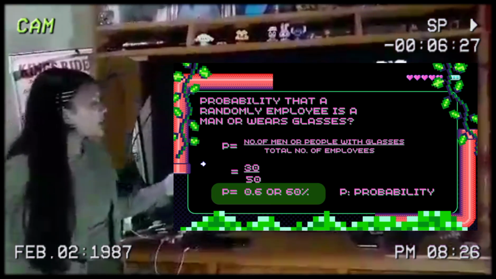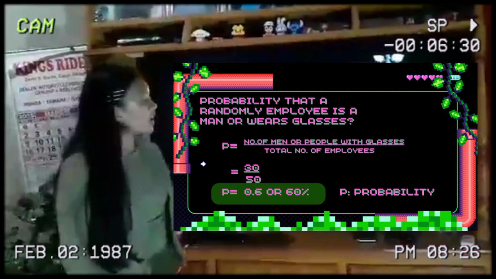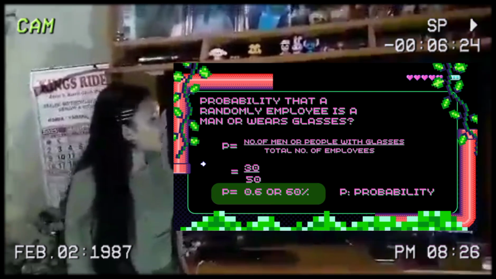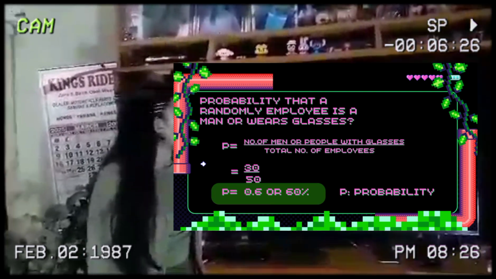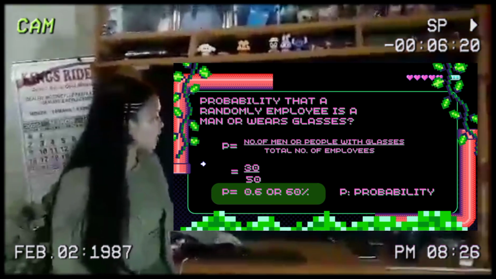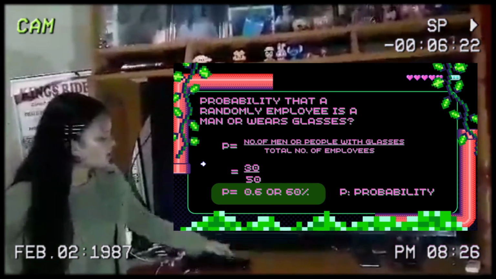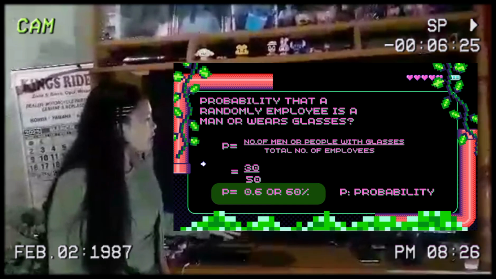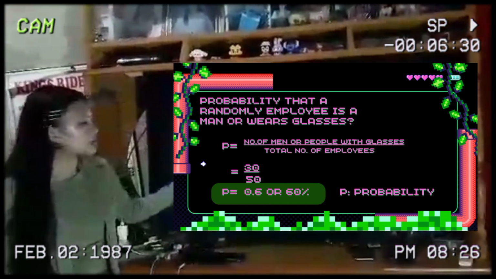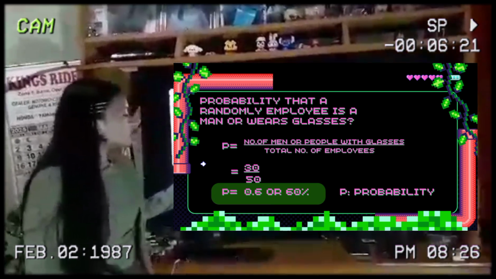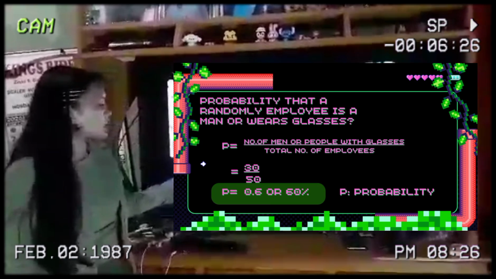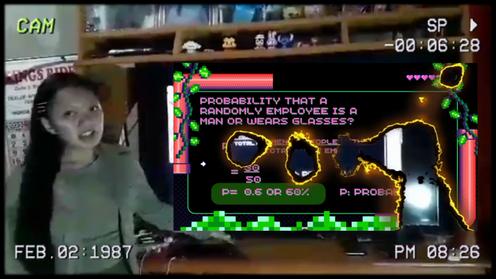Then the probability that a randomly selected employee is a man or wears glasses: P is equal to the number of men or people with glasses over the total number of employees. The number of men or people with glasses is 30, and the total number of employees is 50. So 30 over 50 is equal to 0.6 or 60%. So, P equals 0.6 or 60%.